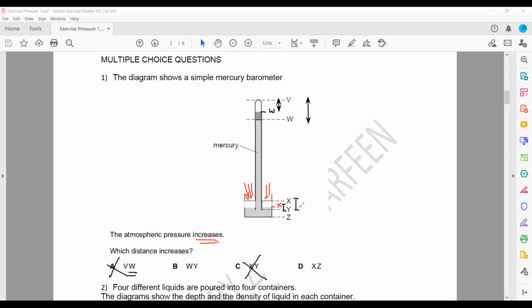When you check D, level X and Z was like this, but the new position of X is below, so X and Z will also decrease. That's why B is the right answer for this.